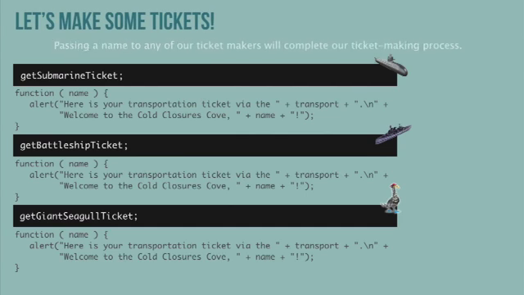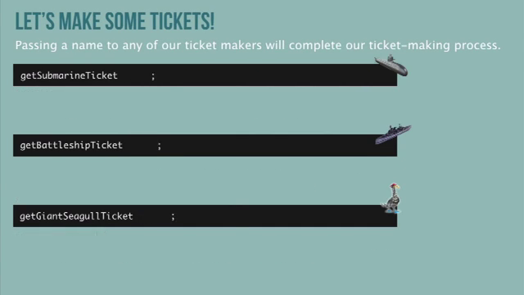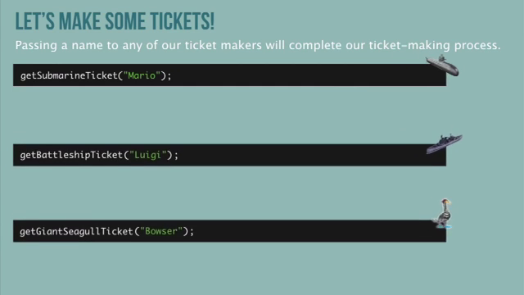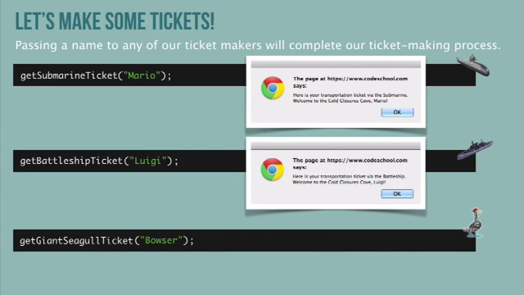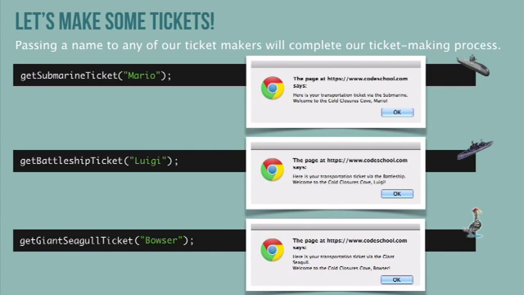Now let's show how that works. So we'll scoot our semicolons out of the way here, and we'll pass in some names, Mario, Luigi, and Bowser, to our different ticket makers. What happens now? Well, Mario gets a ticket to the submarine, and Luigi gets a ticket to the battleship, and Bowser is forced to take the giant seagull.